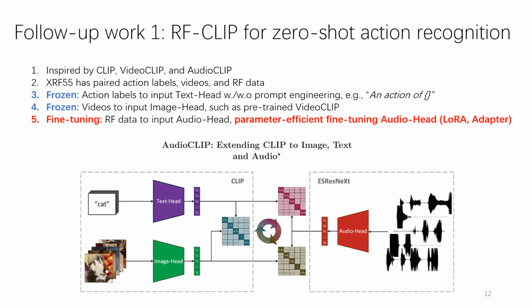For instance, using a prompt like "an action of". Third, the video data is input into a frozen image head, typically utilizing a pre-trained model like Video Clip. This enables the model to extract features from the visual domain without requiring extensive retraining. Fourth, the RF data serves as input to the audio head, which undergoes fine-tuning, such as LoRA and adapter. Overall, this work aims to leverage multimodal learning for zero-shot action recognition, potentially enabling applications across diverse environments without requiring extensive retraining on new actions.